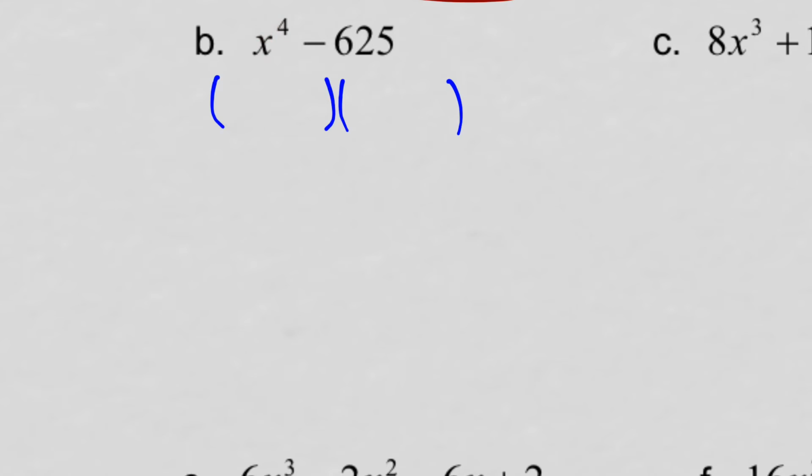The square root of x to the 4th is x squared. So x squared, x squared. The square root of 625 is 25. So plus 25, minus 25.